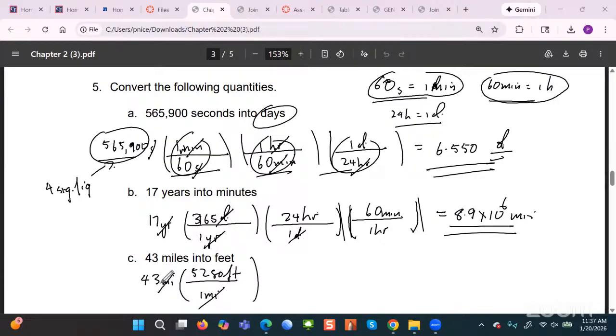43 divided by 5280, oh no, multiply. Why did I multiply? 5280. Okay, so in this case, we need to round off to what? Right, 2 sig figs. So when I did that, and again, correct me if I'm wrong, I got 2.3 times 10 to the 5 feet. And that's all that is done. All right? Any questions about this?